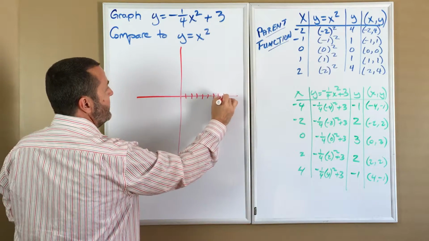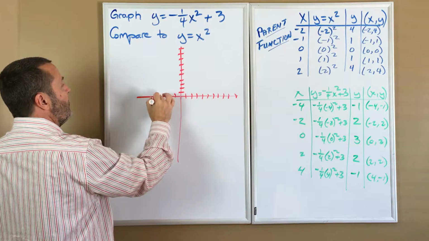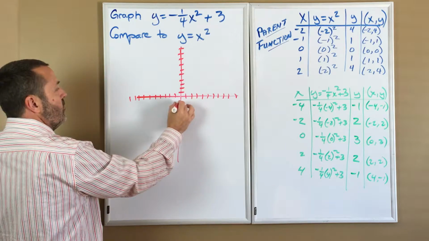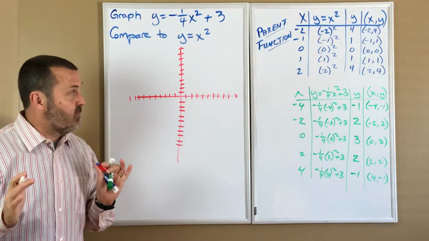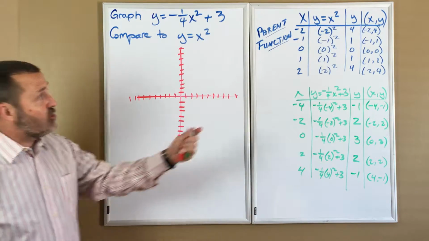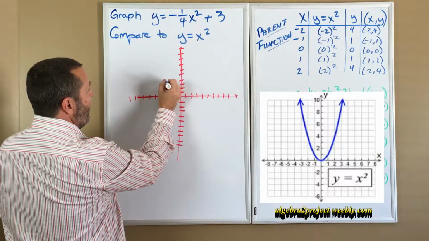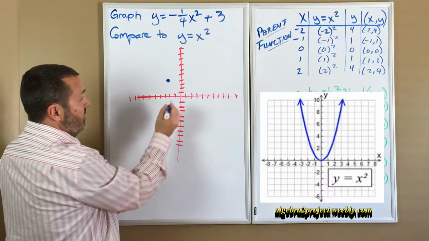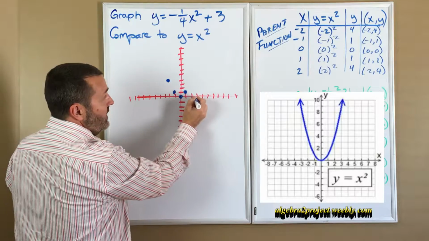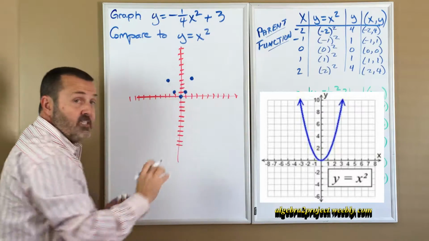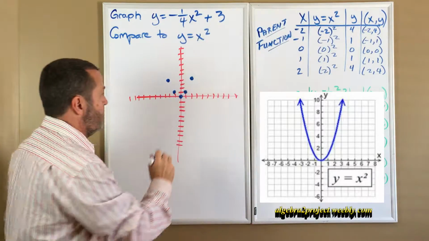Okay? Good enough for our purposes. Now, let's take our blue ink and let's graph the parent function. Negative 2, 4 is about right in there. Negative 1, 1; 0, 0; 1, 1; and then 2, 4. Yes, our parent function is not going to change because our parent function is y equals x squared.